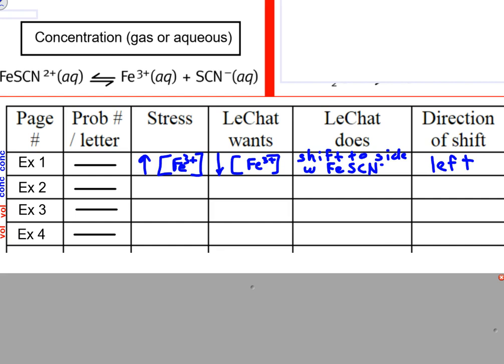How many have it right in their head so far? Yeah? Most of you? Some of you don't want to commit. Okay, I need another decision because I want to do a second trial on LeChat. Give us a new stress? A stress will be adding or subtracting SCN, Fe3 plus, or FeSCN.